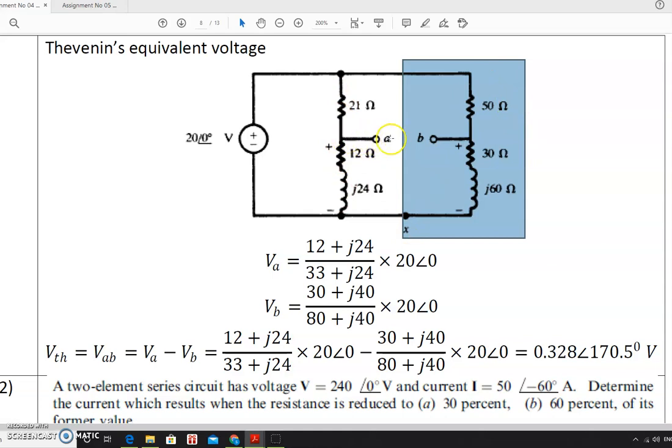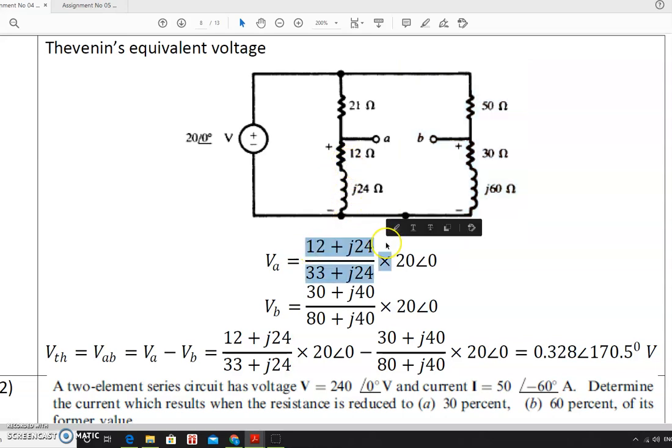So how is VA calculated? The voltage drop across 12 plus j24 is the voltage VA. To calculate the voltage drop across 12 plus j24, it is taken in the numerator: 12 plus j24 divided by the sum 21 plus 12 plus j24. So 21 plus 12 gives you 33, 33 plus j24, into the total voltage source, which is 20 at an angle of 0. So it gives you the VA voltage.